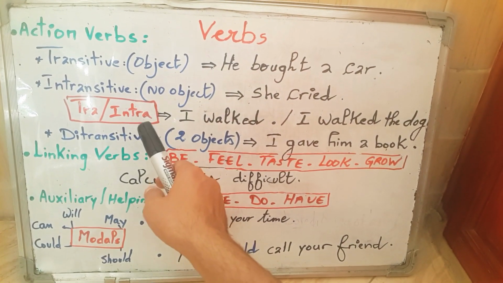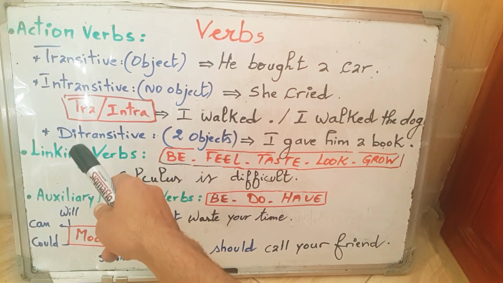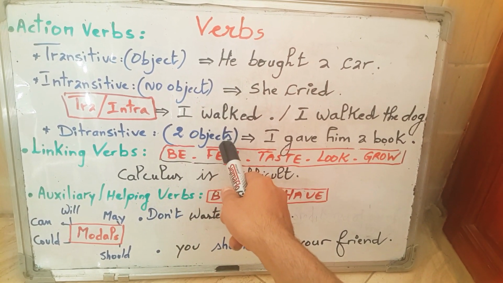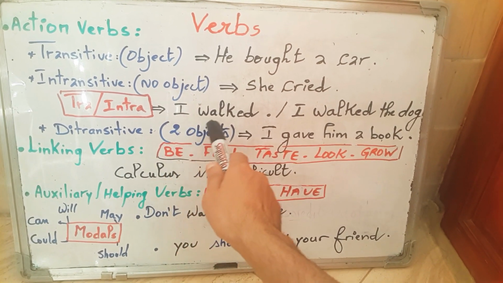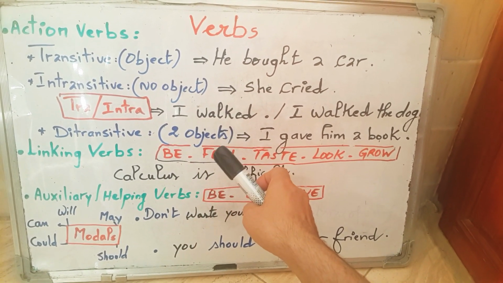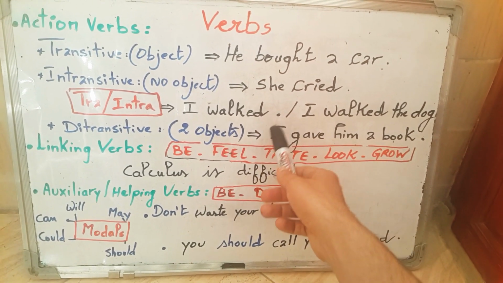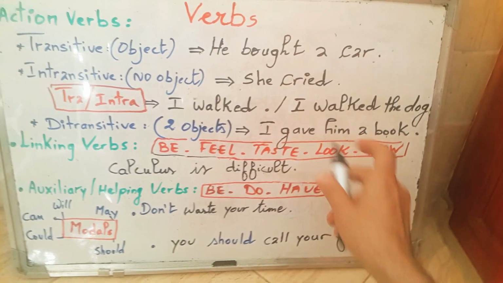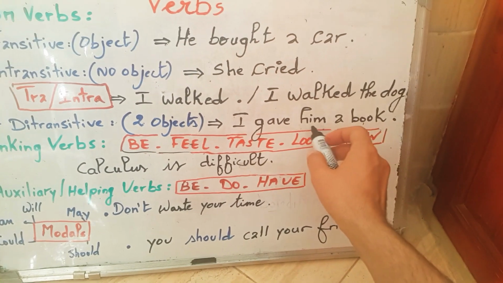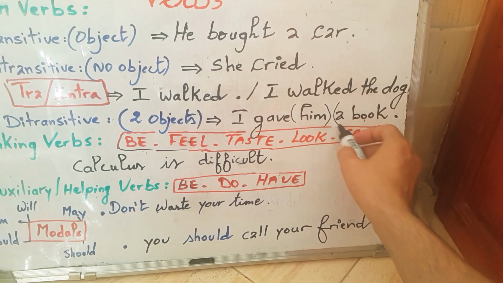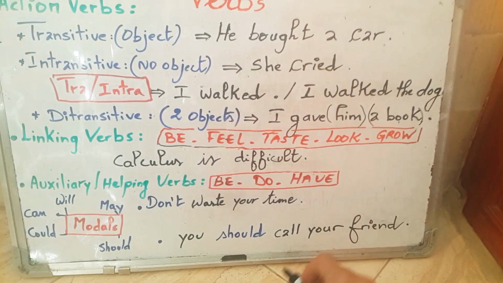Then we have this one, which is also common, ditransitive verb, which have two objects. It's a verb that has two objects. And the most obvious example is the verb give, as in this example, I gave him a book. Okay, so here we have two objects, the indirect object and the direct object.